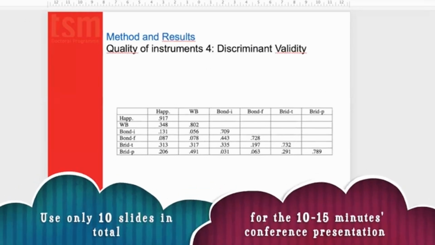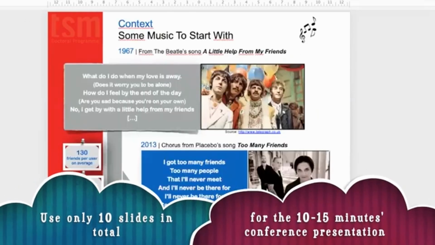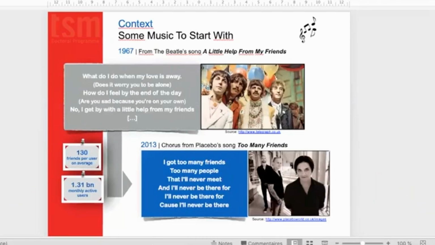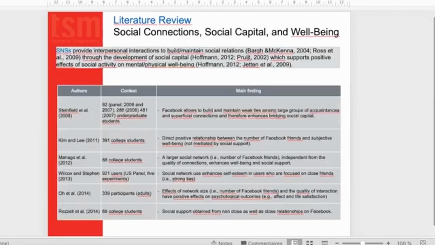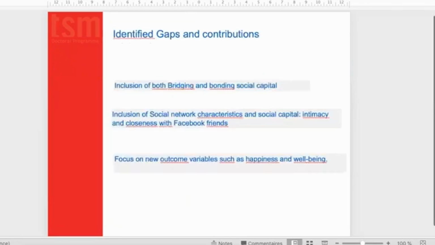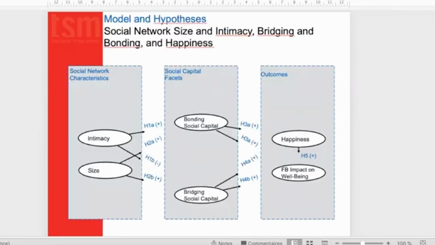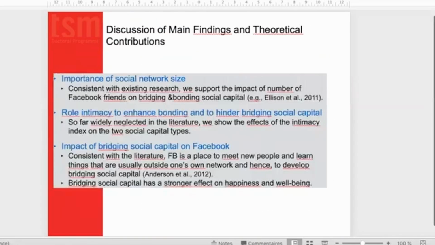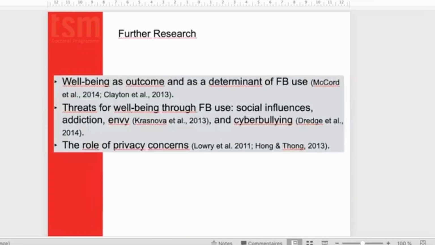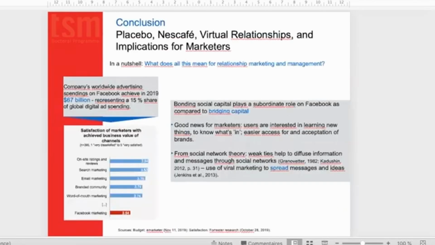If I come back to my presentation, I have one slide for the context in order to show the managerial impact of our research, in which we introduce some songs, but you can also use videos or pictures if you want, or statistics. So I have a short literature review, so 2 pages, then gaps and contributions, the conceptual model with the hypotheses, the methodology, the results, discussion of results, limitations, future research directions, and the managerial contributions.